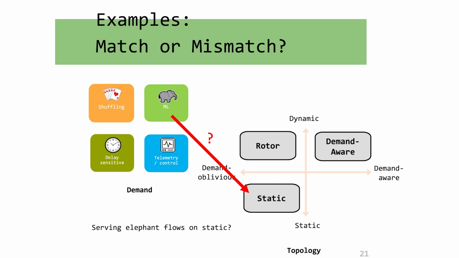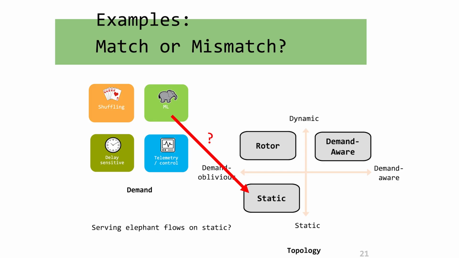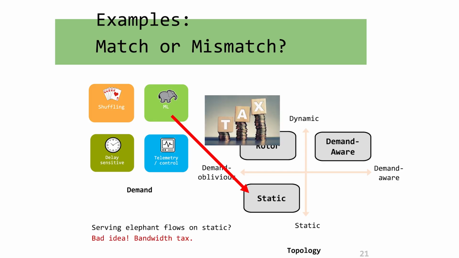But what about machine learning? If you have a machine learning workload, will it be a good idea to serve it over a static network? Again, machine learning has these very big flows, elephant flows, but not many of them, a small number of those. Serving that on a static network will not be optimal, because we have to transmit it over multiple hops. So that one will really benefit if you make it demand-aware. Here the bandwidth tax would be too high.